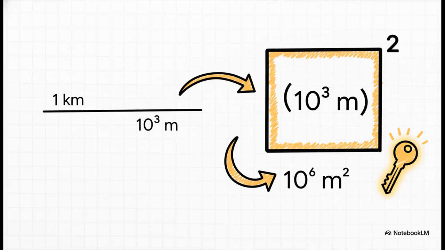So 1 kilometer squared is not 10 to the 3 square meters, it's the whole quantity, 10 to the 3 meters, all of it squared, which gives you 10 to the 6, or 1 million square meters. Once that clicks, you've totally got this.